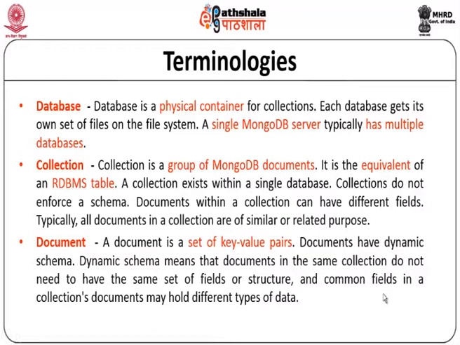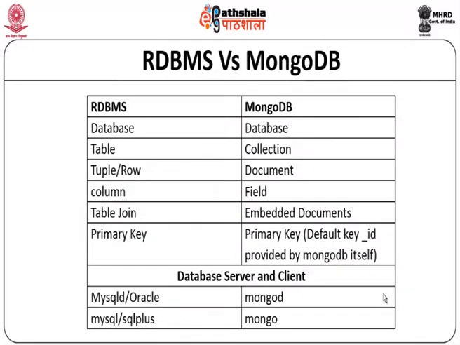So, having understood what is a database, what is a collection, and then what is a document in a MongoDB environment, let us proceed to know the differences between RDBMS and MongoDB. In RDBMS environment, whatever we term as database is named the same way as database, but what we call a table in RDBMS environment is called a collection in MongoDB environment. Documents in a MongoDB environment are equivalent to the row or tuple in RDBMS environment.